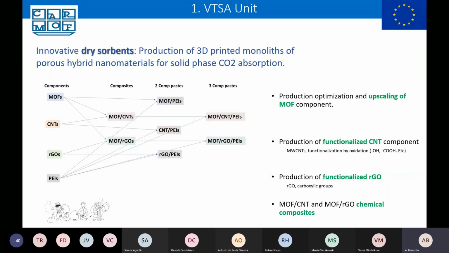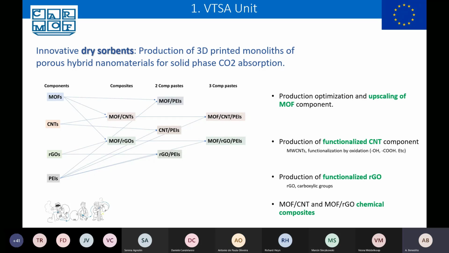Well, these are the complex composite materials that we developed during the CarbMOF project. We are trying to reach an intimate interaction between the different components. We have used MOF, carbon nanotubes, and reduced graphene oxide. Many combinations have been made, and we summarize all these compounds in 3 different types: 1, 2, or 3 component systems, which in our everyday jargon inside the CarbMOF partnership we call pasties.